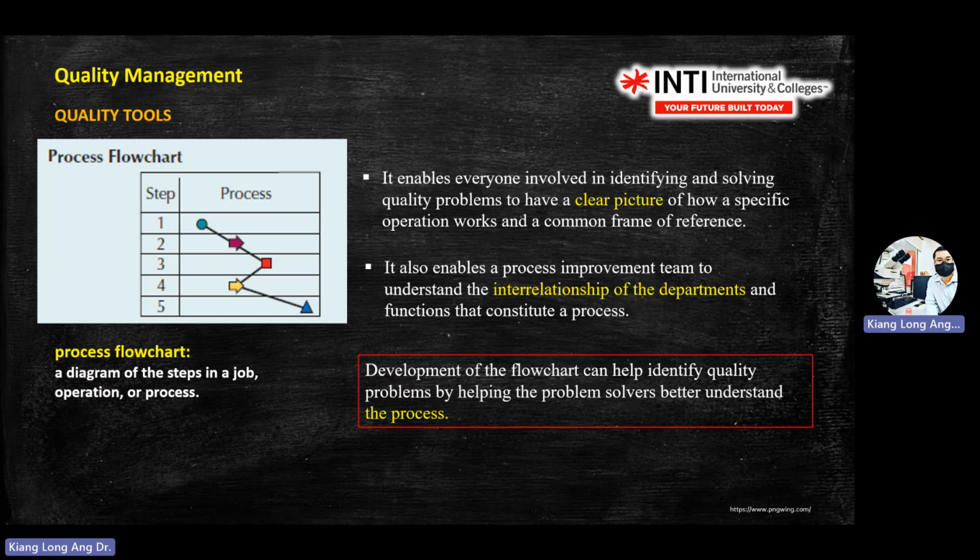You pull which step one goes where, then you go check which station is doing this one. Then you go and deal with the station. Okay, this is the idea of a process flow chart.